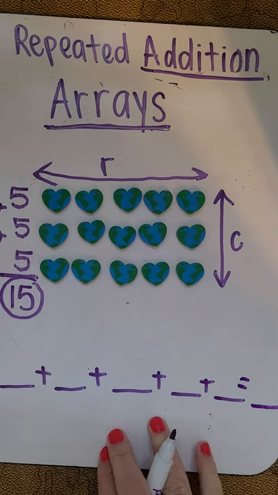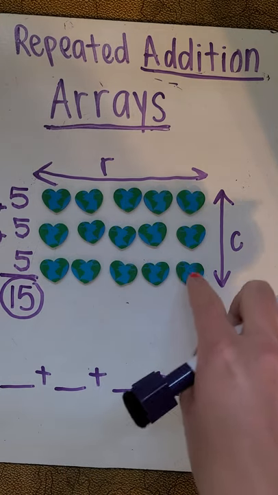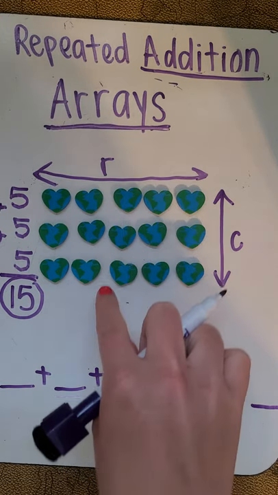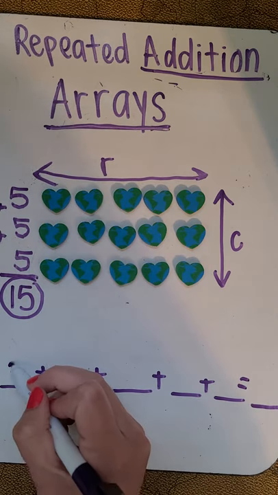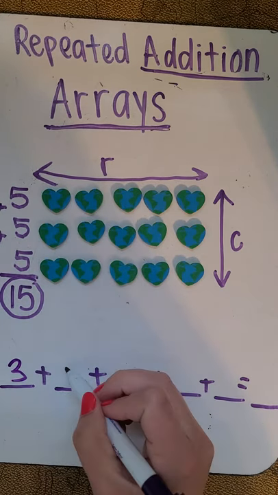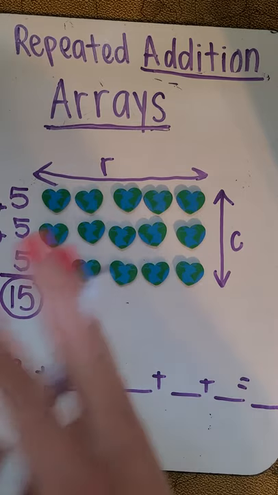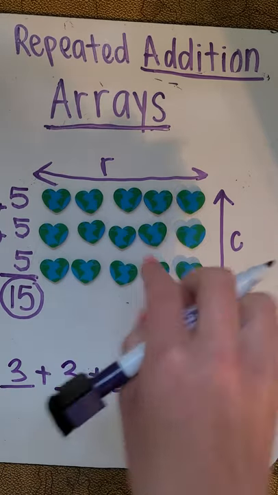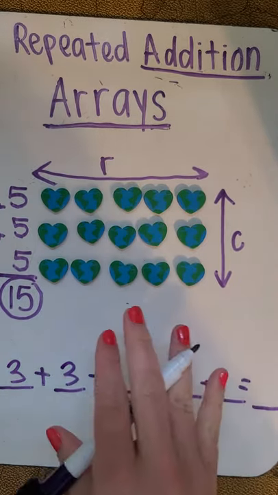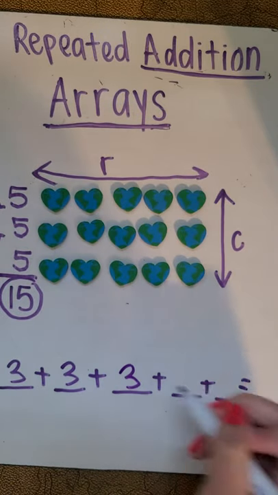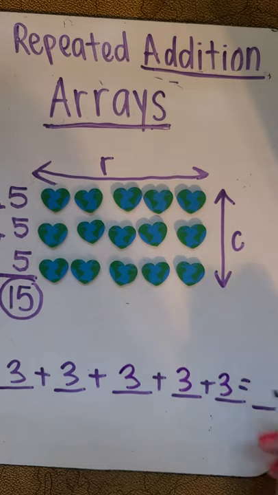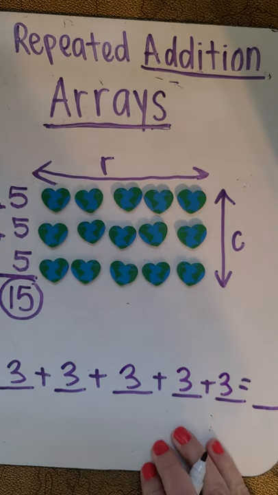Okay. So, how many hearts are in each column? One, two, three. And I don't have to keep counting because remember, they are the same number. And I know that just by looking at it. There's going to be the same number of hearts in every column. So, whew, let's add this up. I know you can do it.